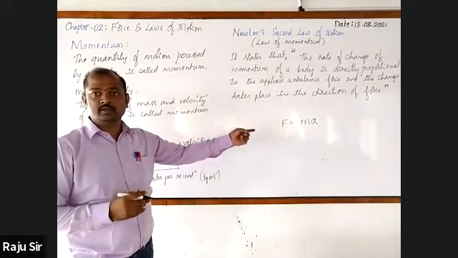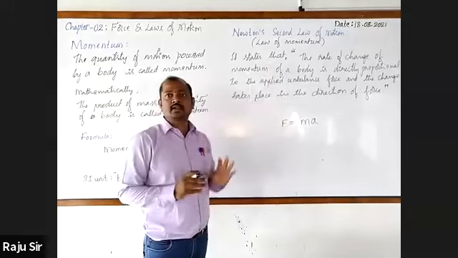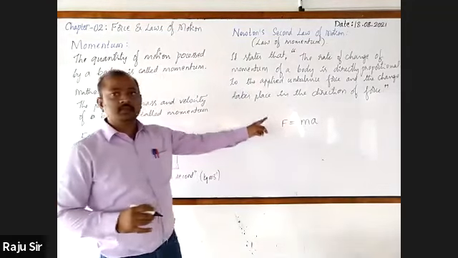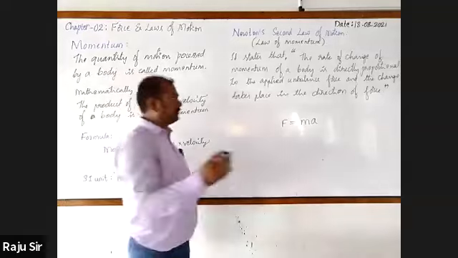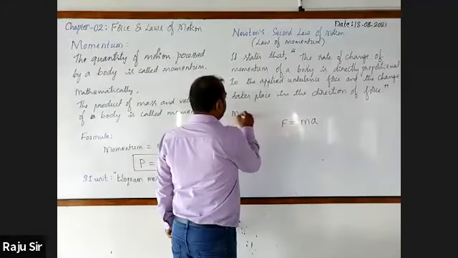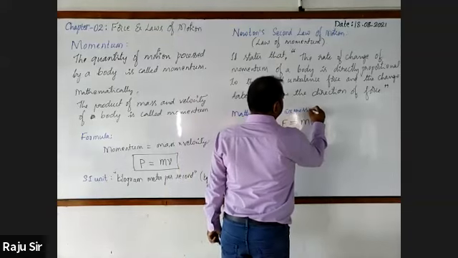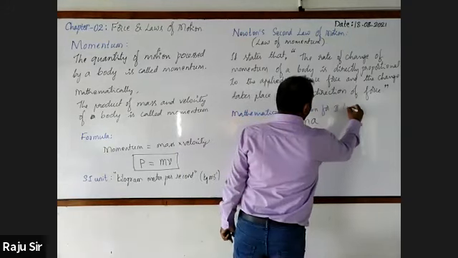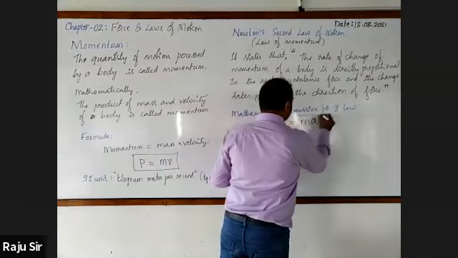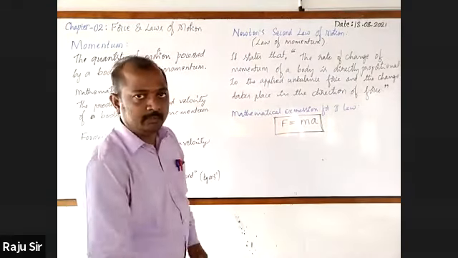We will derive this again. This is the mathematical expression for Newton's second law of motion. The mathematical expression for Newton's second law of motion is F is equal to M into A. Side heading: mathematical expression for second law of motion. F is equal to M into A.